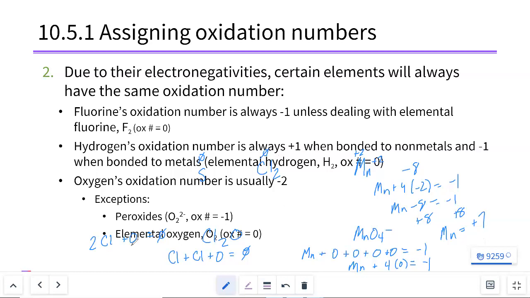For the dichlorine monoxide, well, I had 2 chlorine plus oxygen equaling 0. Now that I know that oxygen is -2, I need to add 2 to both sides. 2 chlorines equal +2, which means that each chlorine must be +1. So now I know what to do with it. Now I can look at it and go, okay, this makes sense. This is the next thing. All right, questions with oxidation numbers before we do some examples and look at some reactions.